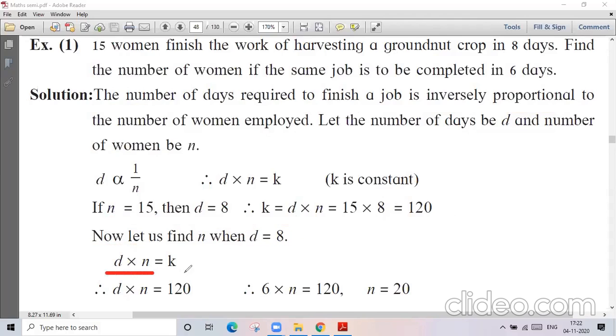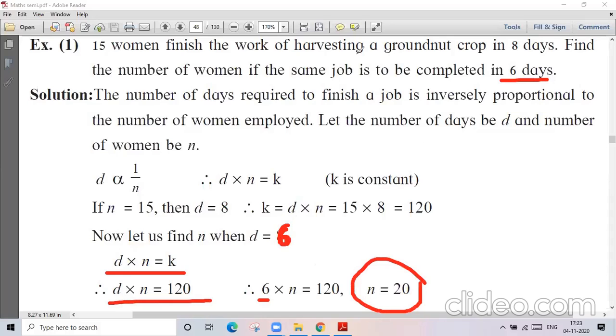So d into n is equal to k, d into n is equal to 120. d is 6, sorry, it should be 6, not 8. When d is equal to 6, n is 120 by 6. Therefore, it is 20. So n is equal to 20.